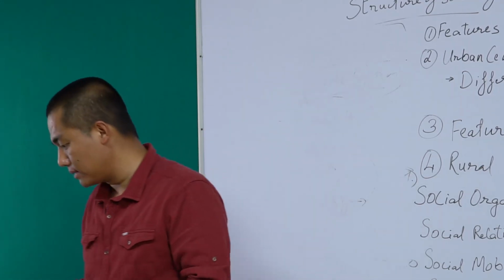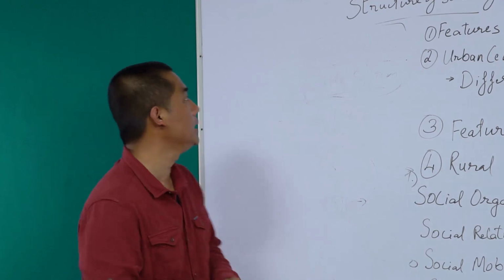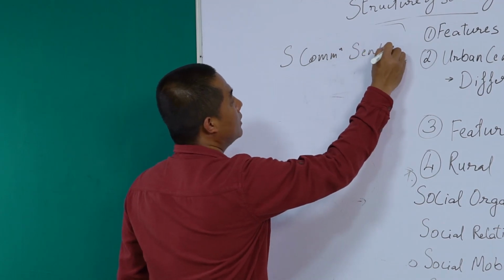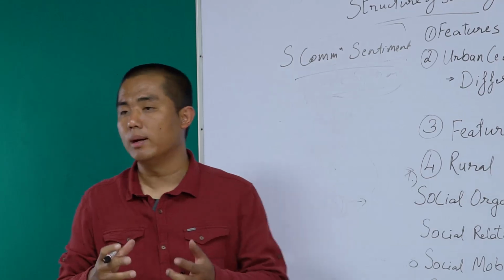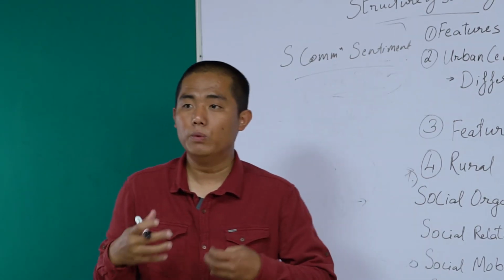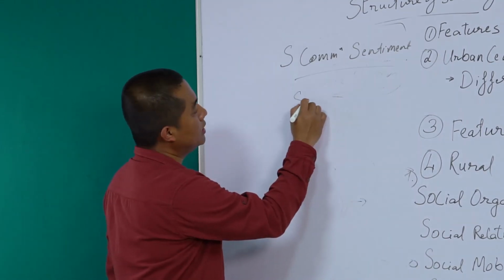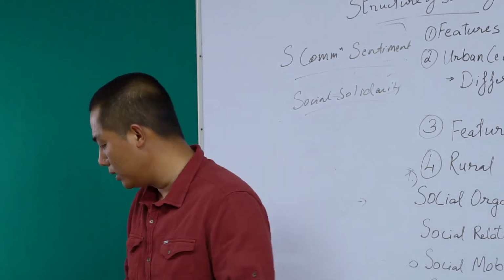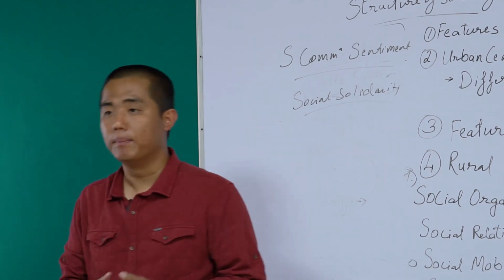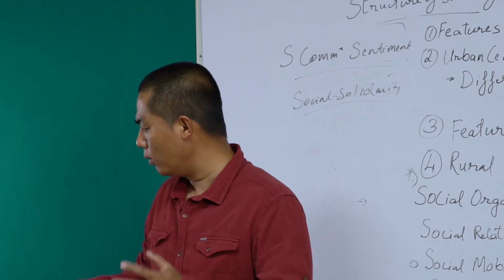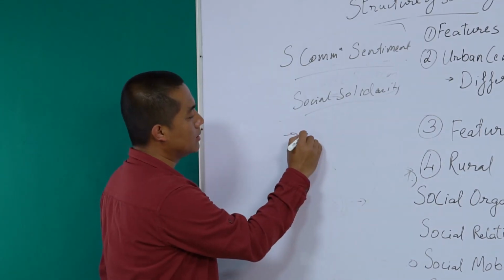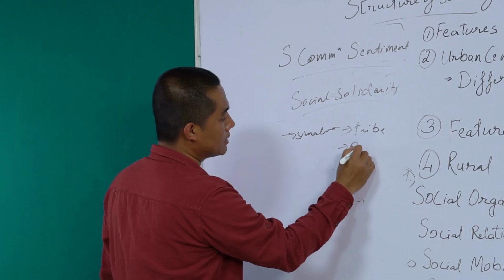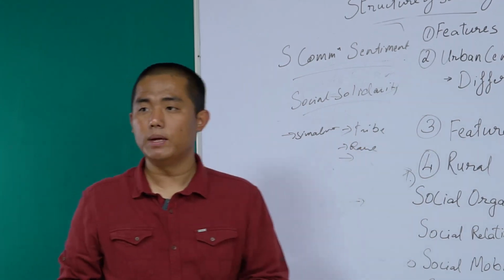The next point is that there is a strong community sentiment. Which means there is a sense of unity among the villagers, a sense of unity or we-feeling, or a sense of social solidarity among the rural people. For example, in a village, we find that almost all of them have a lot of similarities. Similarities can be in the form of tribe, in the form of race, and so on. So it can be based on all those aspects.